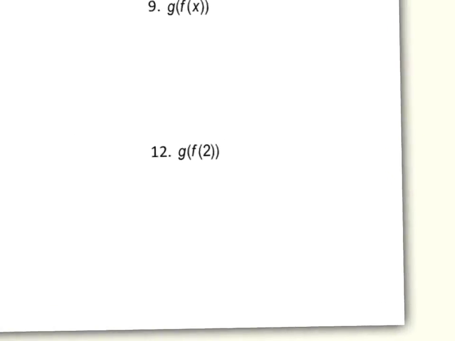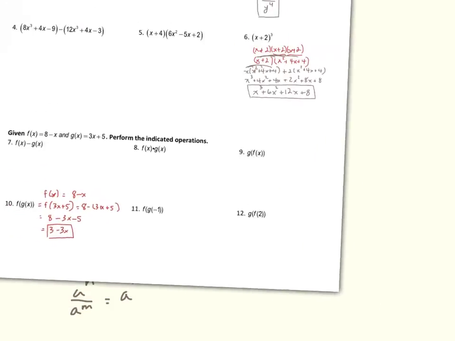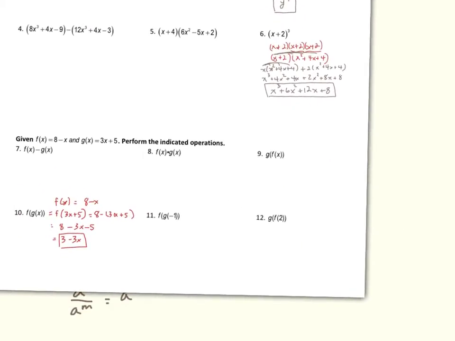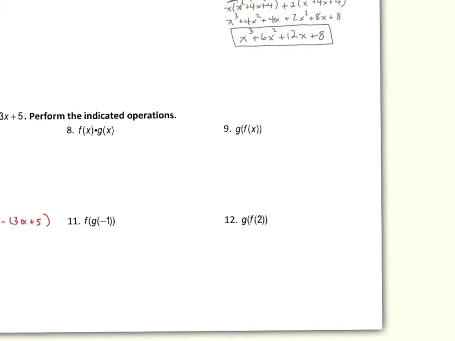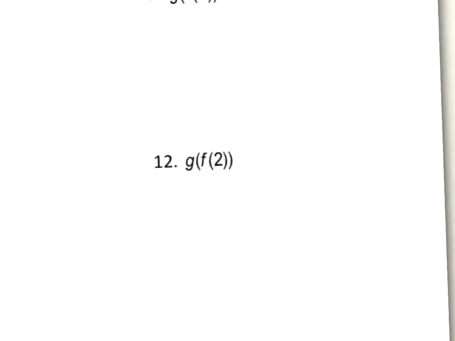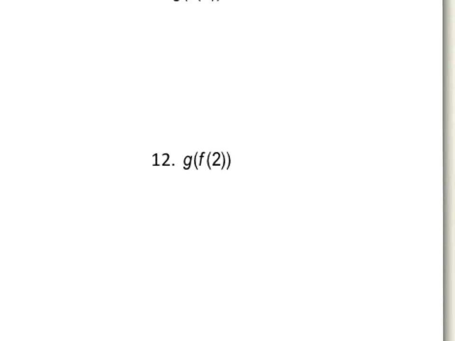For number 12, it says g of f of 2. So once again, I want to look at g of x and f of x. Just for reference, g of x is 3x plus 5, f of x is 8 minus x. So g of f of 2, off to the side, here's how I teach to do it. I'm going to take f of 2. Since f of x was 8 minus x, this is going to be 8 minus 2, which is going to be 6. So now this is no longer g of f of 2, this is g of 6. So now what's g of 6?